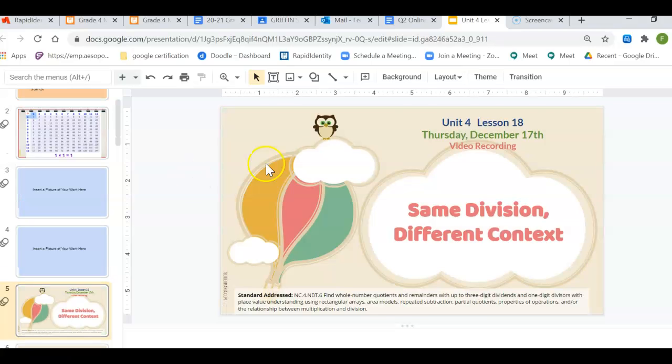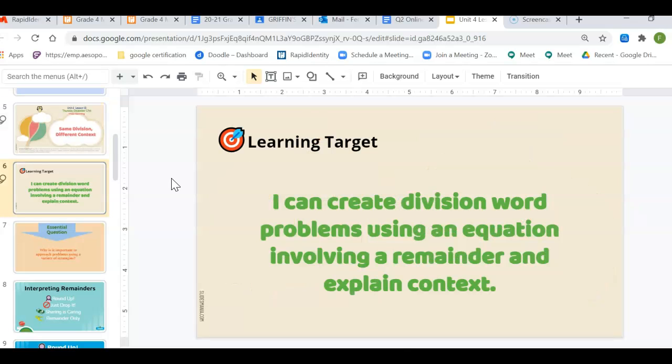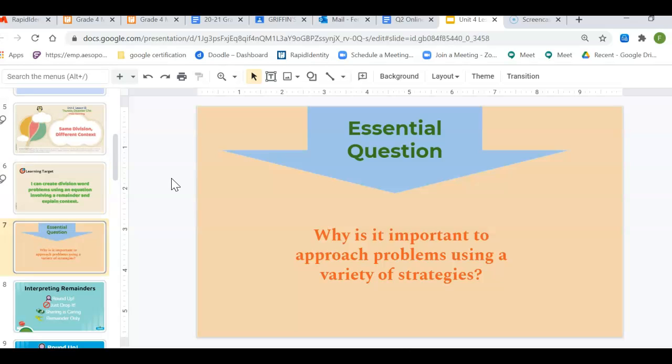So today is, again, Thursday, December 17th. We're on lesson number 18. Same division, different context. Same division, different context is the title of our lesson today. Our learning target: I can create division word problems using an equation involving a remainder and explain context. Our essential question: why is it important to approach problems using a variety of strategies? I'll just continue to build on that question.